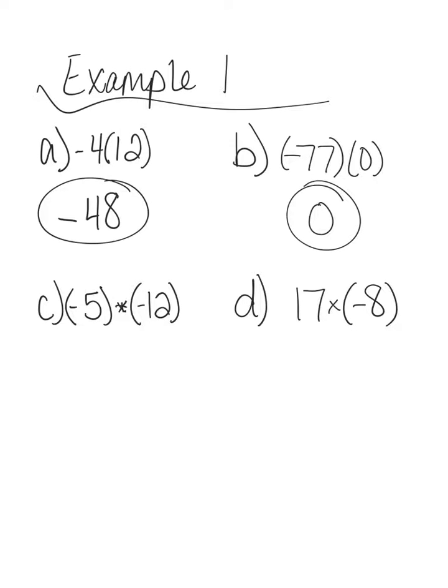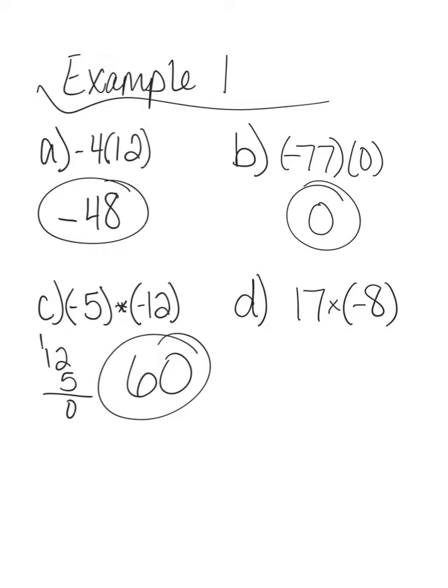And part C, -5 times -12. So a negative times a negative has a product that is positive, and then I'm just going to multiply 12 times 5, which is 60, and it is a positive 60. Negative times negative is a positive, so my final product is a positive 60.